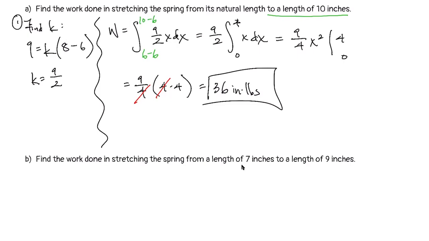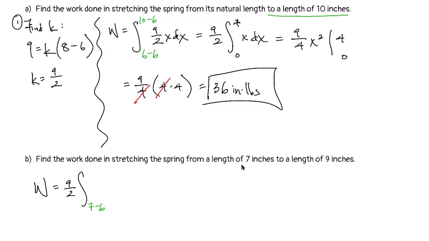So for part B, we don't need to find K again because it's the same spring as part A, so we know our equation. The only thing that's going to change, and I'll move that 9/2 out to the front, is our bound. So what's our bottom bound in this case? It's going to be 7 minus 6, or 1, right?